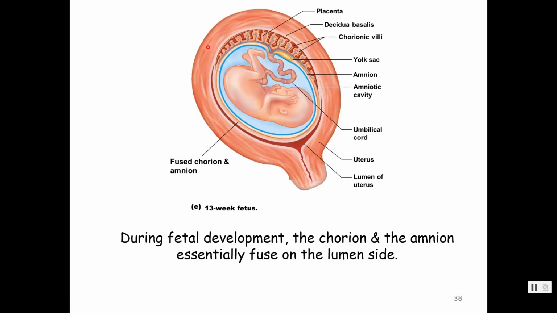Just to show you later in development, we've got those chorionic villi that are the fetal part of the placenta, and then we have that outer amnion. You see that fused chorion and amnion about the 13th week, in that fetal period.